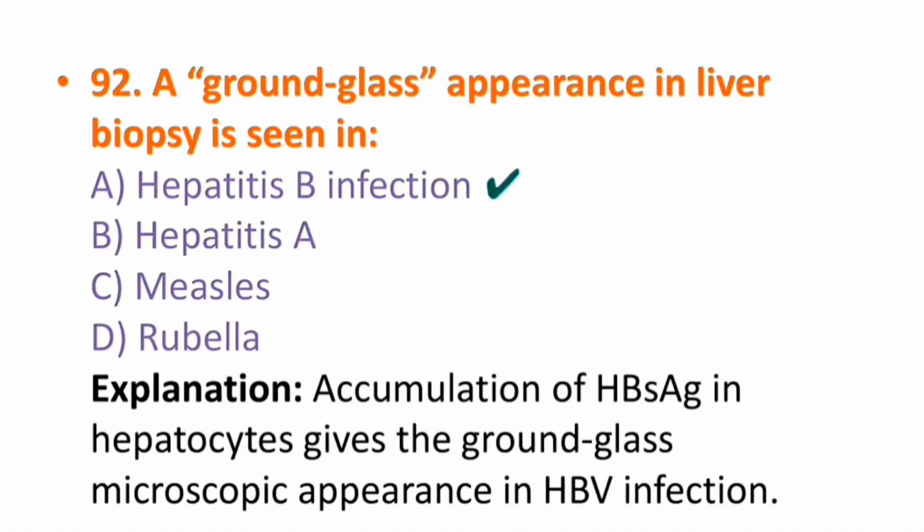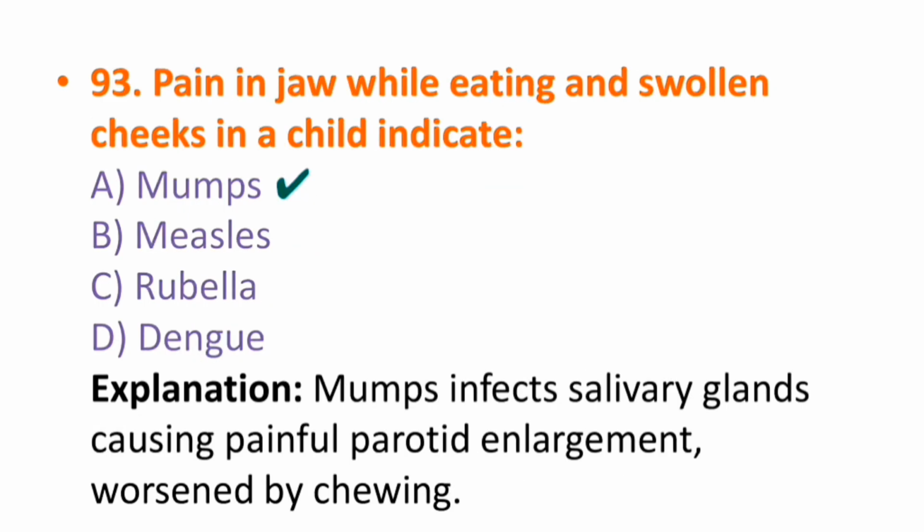Ground glass appearance in liver biopsy is seen in option A, hepatitis B infection; option B, hepatitis A; option C, measles; option D, rubella. The correct answer is option A, hepatitis B infection. Accumulation of hepatitis B surface antigen in hepatocytes gives a ground glass microscopic appearance in HBV infection.